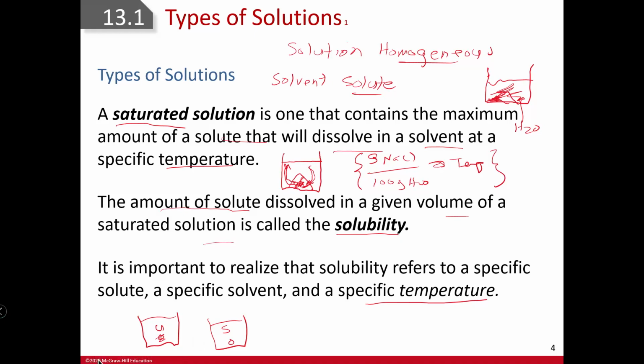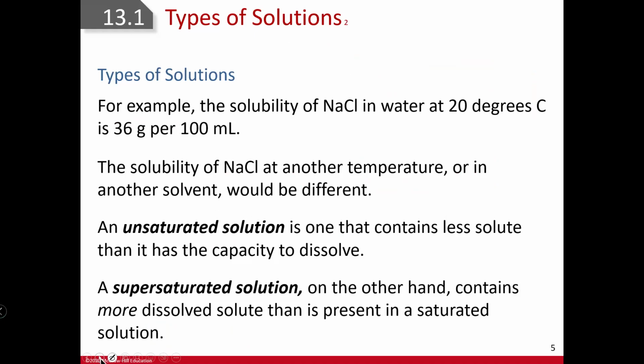All right, next slide. You have to be able to define solubility and then define what type of solution you have. For example, the solubility of sodium chloride at 20 degrees Celsius is 36 grams per 100 milliliters. So this is mass per volume solubility. What that means is I can add up to 36 grams of salt in 100 milliliters of water, and it will completely dissolve at 20 degrees Celsius. Add anymore, and it's not going to dissolve. I've passed the solubility limit. So anything up to 36 grams per 100 milliliters is called an unsaturated solution. It contains less solute than it has the capacity to dissolve.